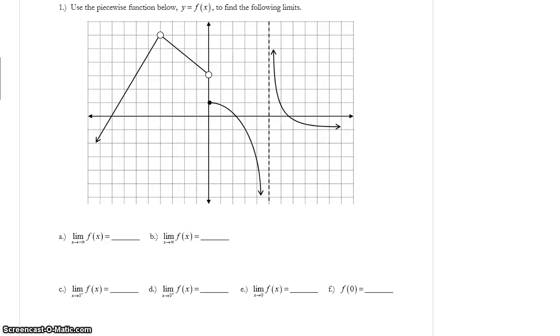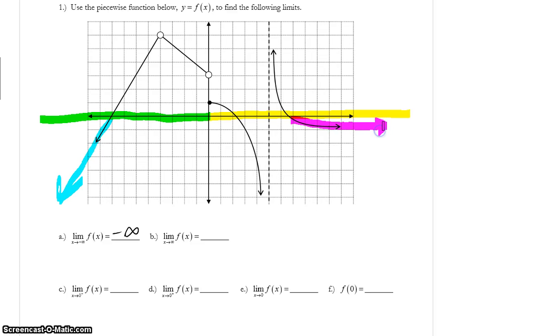Use the piecewise function below, y equals f of x, to find the following limits. The limit as x approaches negative infinity, f of x approaches negative infinity. The limit as x approaches positive infinity, f of x approaches, looks like negative 1. Looks like we've got an asymptote here.